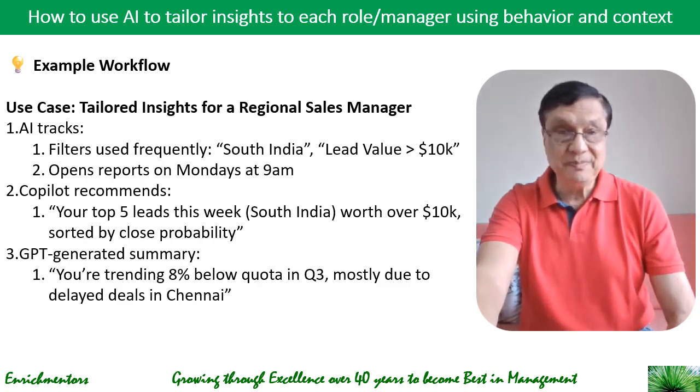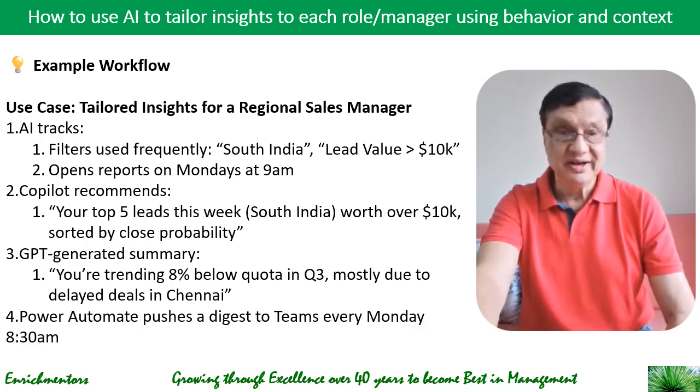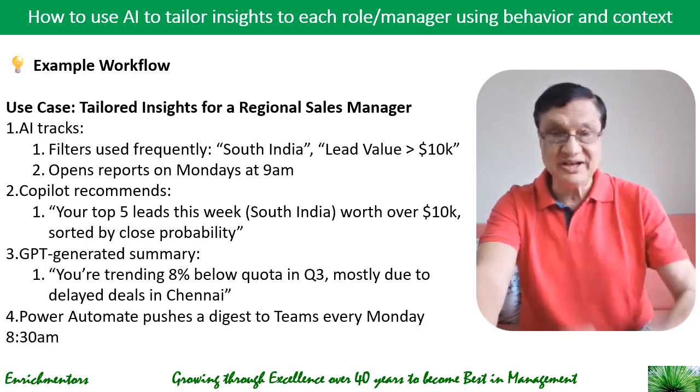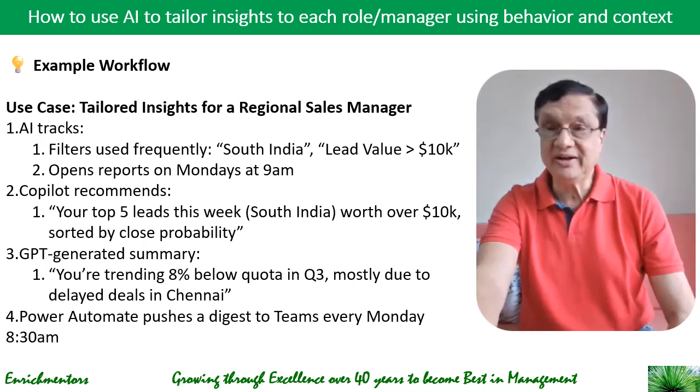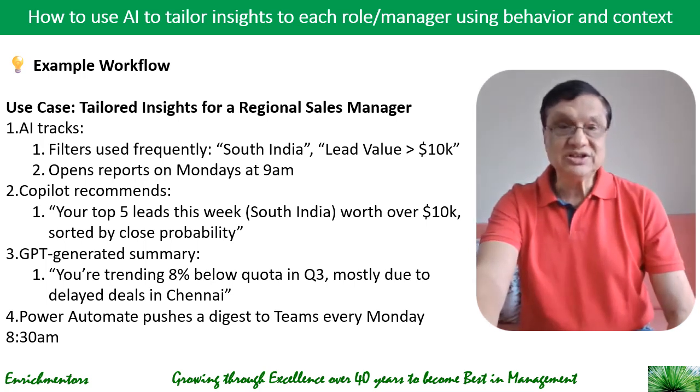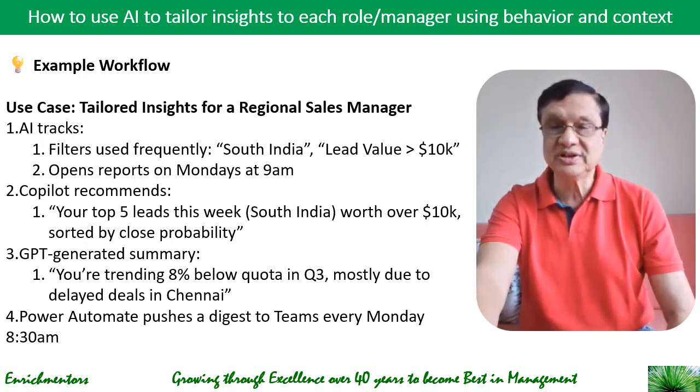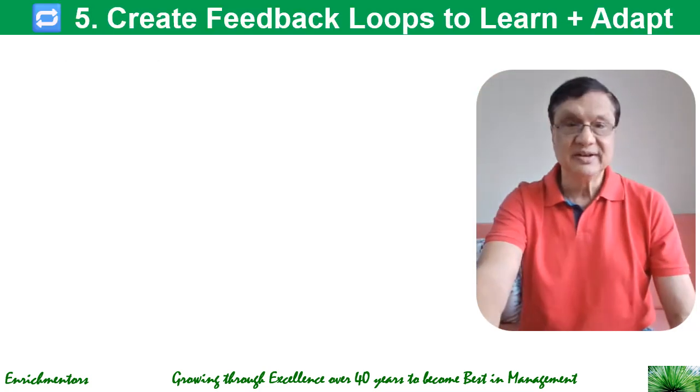And the GPT generates a summary saying that you are trending 8% below quota in Q3, mostly due to delayed deals in Chennai. And then you have Power Automate that pushes the digest to Teams every Monday at 8:30 a.m. So that's how the AI tailors insights and delivers them to each manager and role using the behavior and the context.